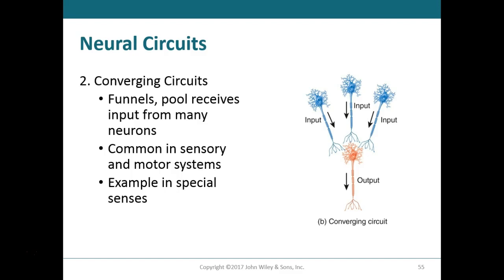So to diverge means to go from one to many. To converge is many funnel or pool into one. So here in this image you can see you have 3 neurons that are all stimulating one neuron, leading to an output. This is very common also in sensory and motor systems, and we see a lot of this in our special senses, such as the sense of smell and taste.